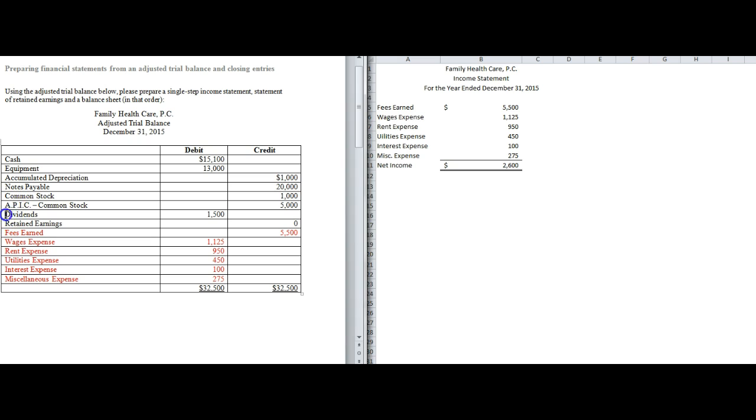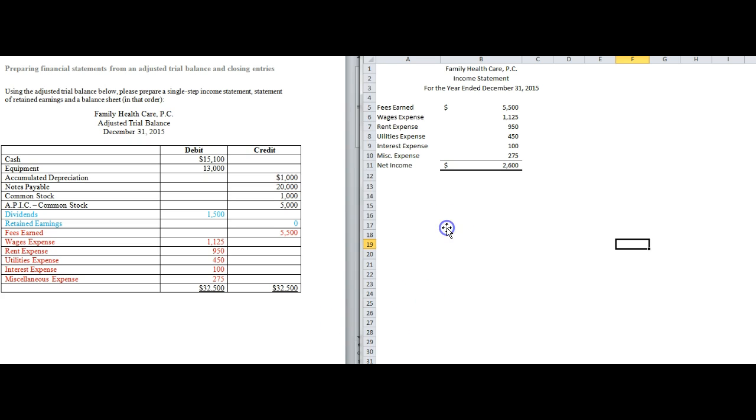If we go back to our adjusted trial balance, we can see that we have everything we need to create our statement of retained earnings. Okay, I ask my students to memorize three things. Expenses are debits, expenses are debits, expenses are debits. The journal entry for depreciation expense is debit depreciation expense, credit accumulated depreciation.